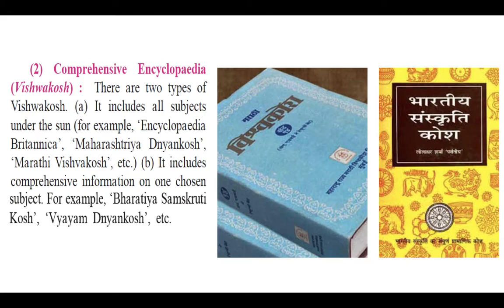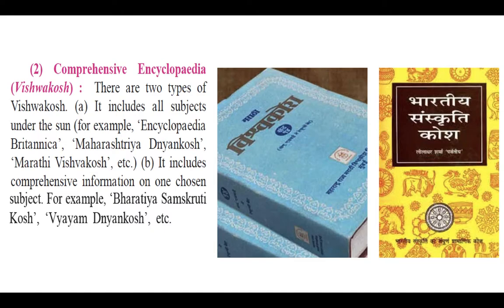Comprehensive encyclopedia, that is Vishwakosh. There are two types of Vishwakosh. One, it includes all subjects under the sun. For example, Encyclopedia Britannica, all of us are well aware, these are the most famous encyclopedias available. It has comprehensive knowledge, which means a little bit of every topic that they can try and compile together, so that it becomes easier for the reader, is put into these encyclopedias. Maharashtriya Jnanakosh, Marathi Vishwakosh. I want you all to please underline all of these.